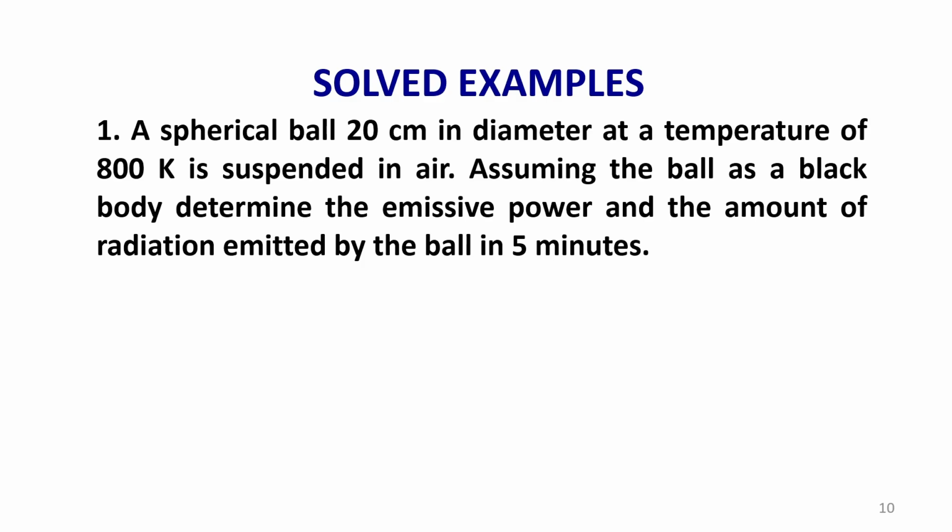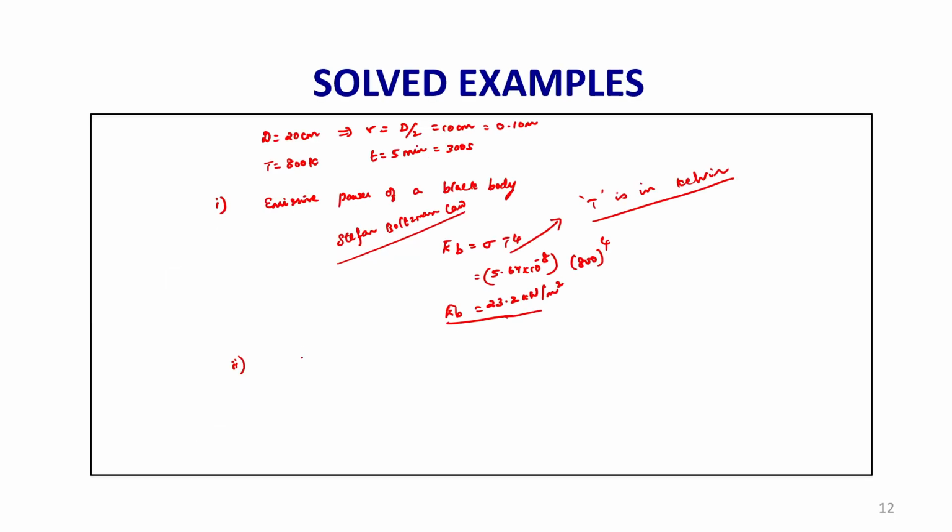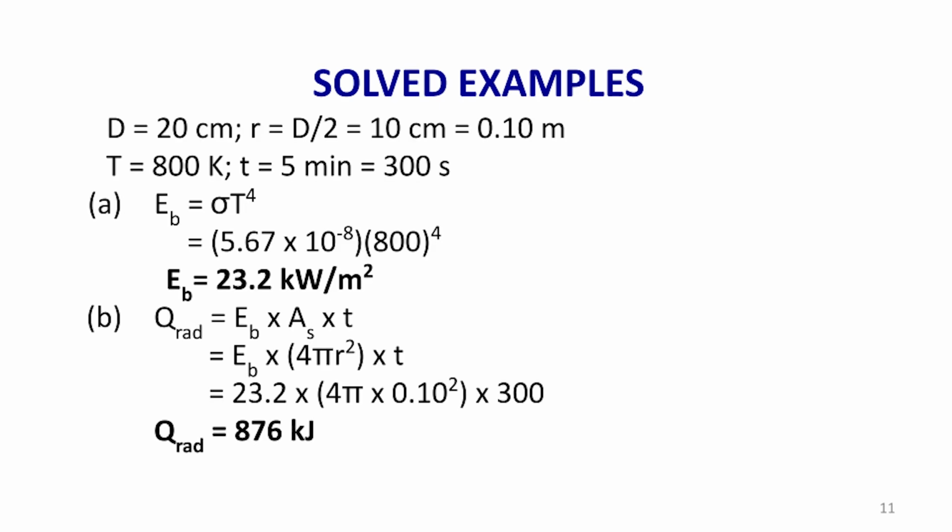Now the amount of radiation emitted. The first one was the emissive power; next one is the Q radiation. So we will use this formula. Here I have E suffix B, that is the emissive power of a black body, in watts per meter square. The amount of radiation should be calculated in terms of joules. So watts per meter square, if we multiply by area, we will get it in watts. Watts is joules per second, multiplied by time in seconds. Second and second will get cancelled, and we will get the answer in joules.